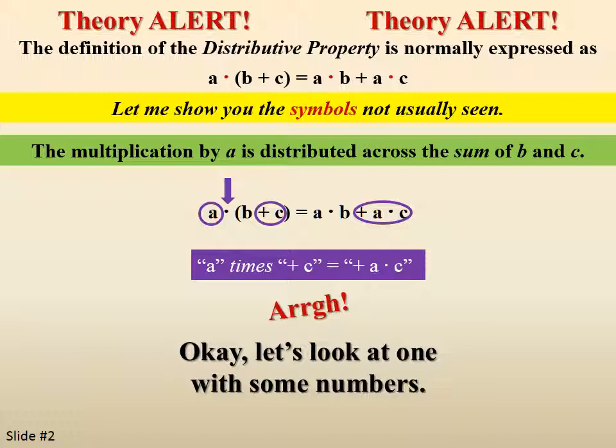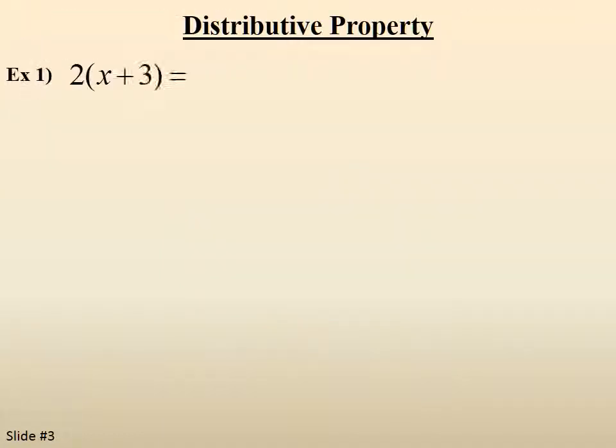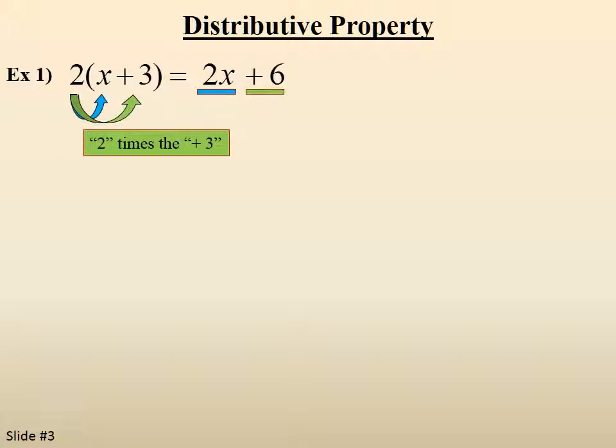Let's look at some with some numbers here. Two times the quantity x plus 3. What we're actually going to do is we're going to take what's on the outside of the parentheses, the 2, and we're going to multiply it times each of the terms on the inside. So 2 times x is 2x. 2 times the positive 3 is a positive 6. Done.